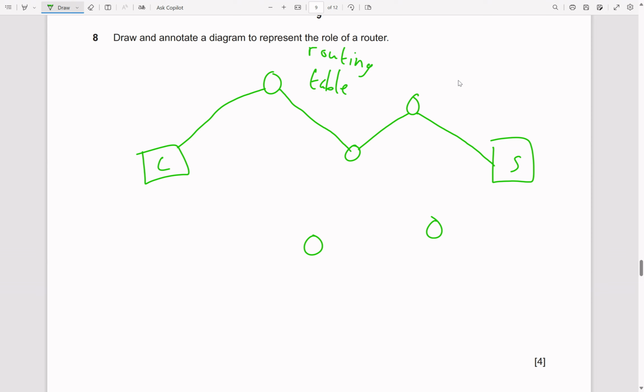Let's say each router has a routing table, which is used to determine the next hop. Right, the next hop.